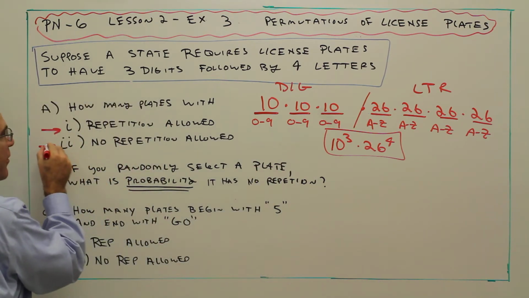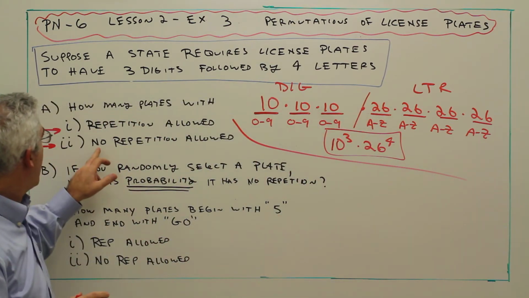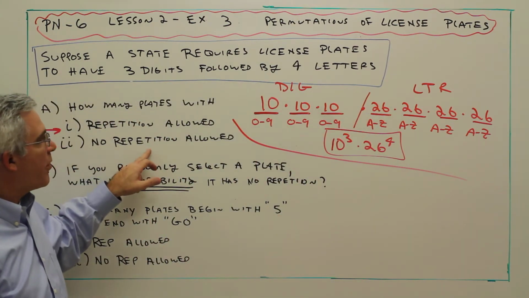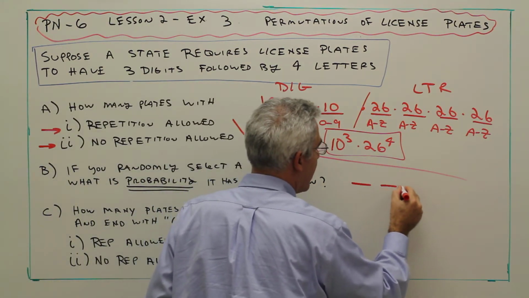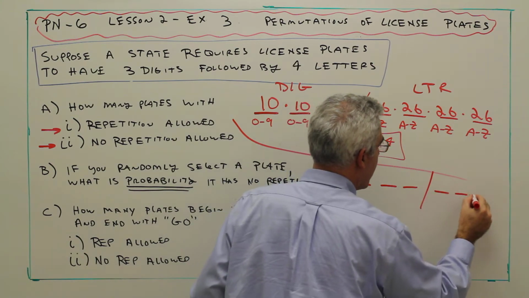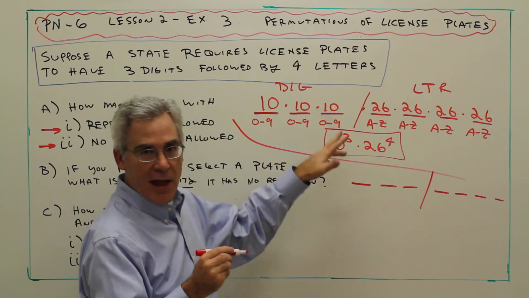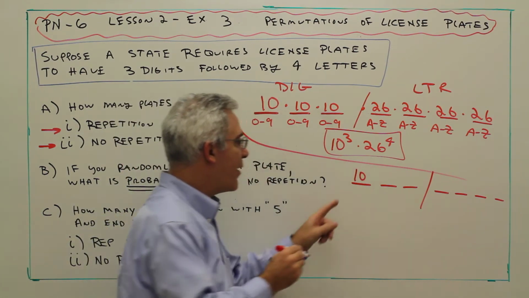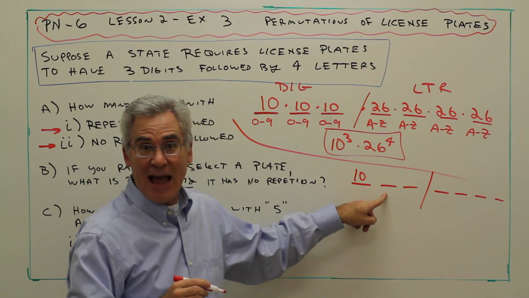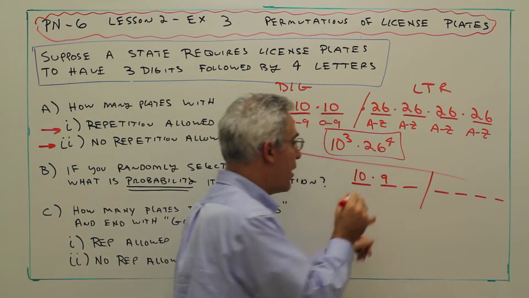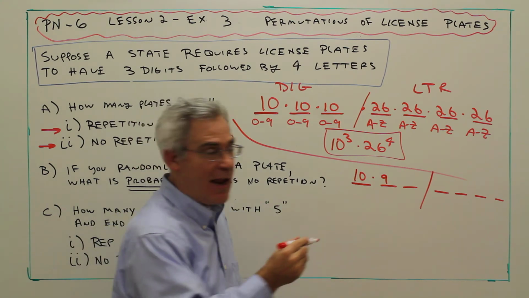All right, now we're into the second part. I'll do that below here, then I'll erase. How many are possible with no repetition allowed? All right, so again, 1, 2, 3, 1, 2, 3, 4. All right, so I could put any of the 10 digits here, but once I select a digit there, I can't use it again. So there's only 9 left to choose from. Likewise, over here, I can't use that digit or that digit, so I've only got 8 to choose from.